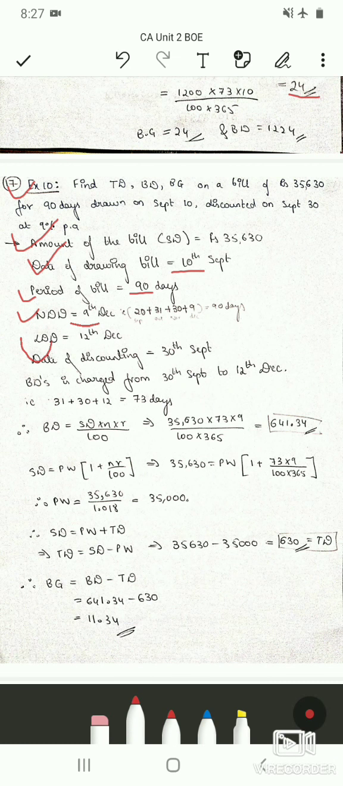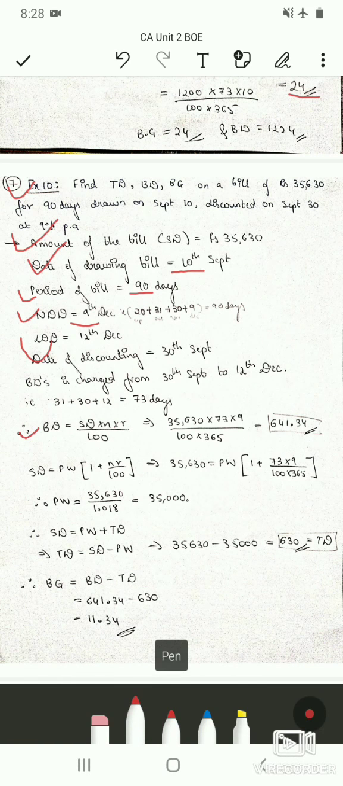Date of discounting is given as 30th September. Then your small n will be 73 days. I hope by now you understood how to calculate this period between date of discounting and legal due date. So here September has 30 days. So the next, it will be starting from October 31 days and then November 30 days and 12 days from December, it is 73 days.